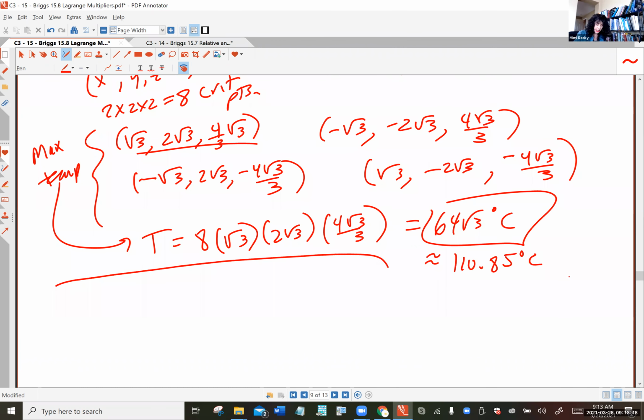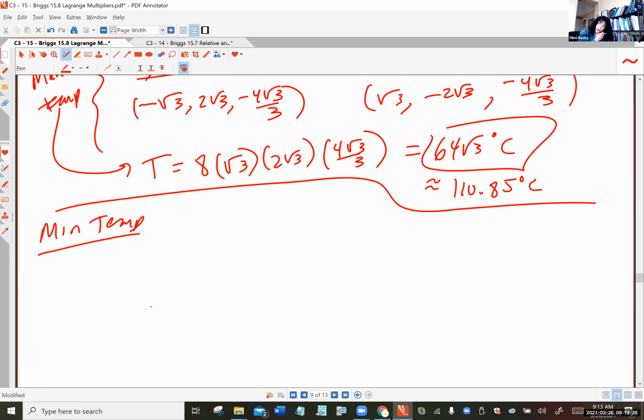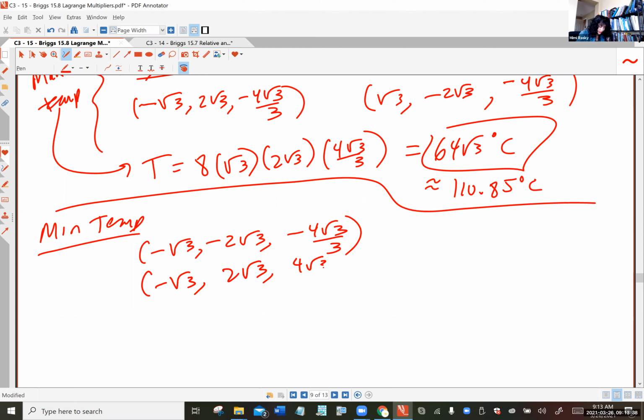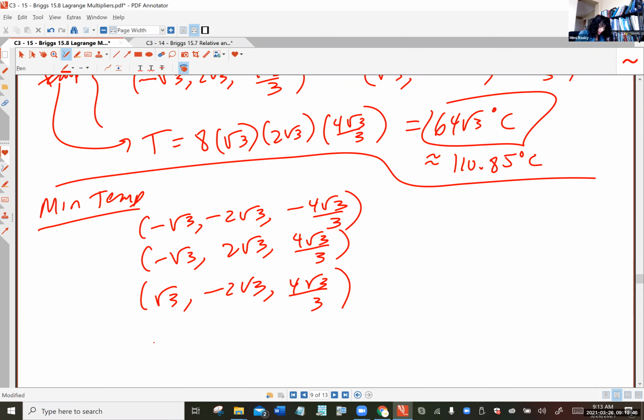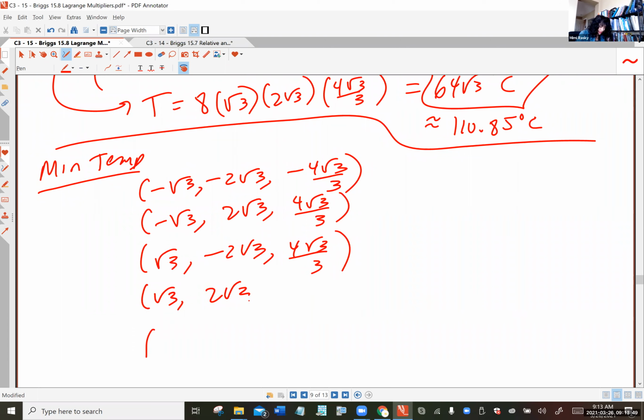Now, what about the minimum temp? Because they asked for min. So I claim that of those 8 critical points, 4 of them will give the same minimum temp. One of the points will happen when all 3 of them are negative values. Another one where x is negative, but the other 2 are positive. Another one where x is positive, y is negative, and z is positive. And finally, where x and y are positive and z is negative. So all 4 of those points will give a minimum temp.